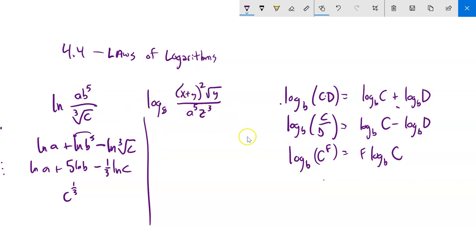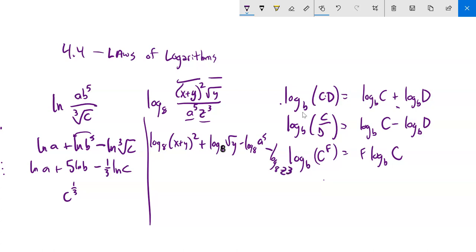All right, so let's do similar thinking on this. Now here, this x plus y actually is one unit. This thing I can't break up. If you think back to that layers thing that I did before, I don't have anywhere to shift down to from addition, so that is its own thing. So I have this times that, divided by that, divided by that. Anything coming from the numerator is going to be positive. Plus log base 8 square root of y. Anything coming from the denominator will be negative. So minus log base 8, a to the 5th, and then minus, make a little room here, log base 8, z cubed. Again, these two pieces down here were both negative. These two pieces that were up here were positive.